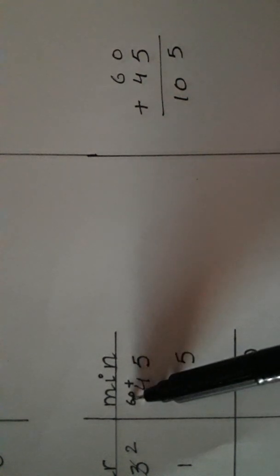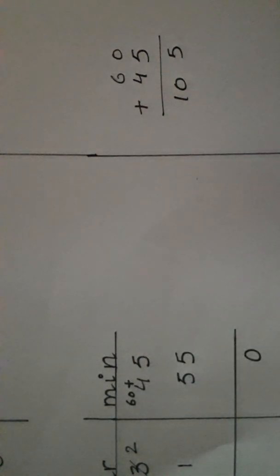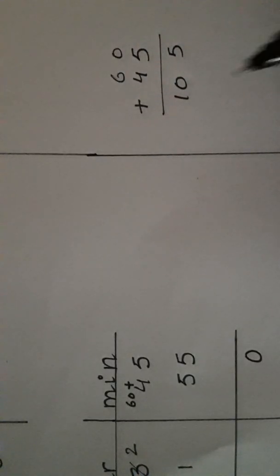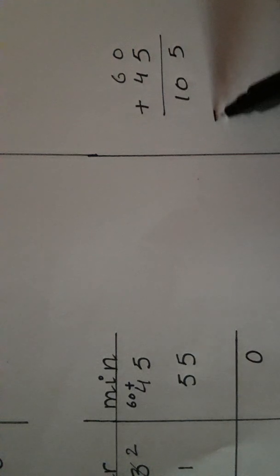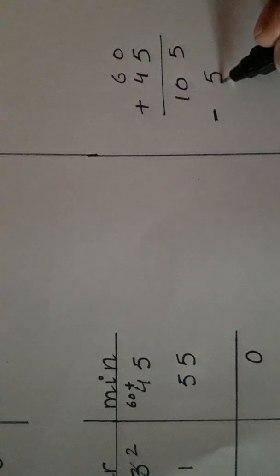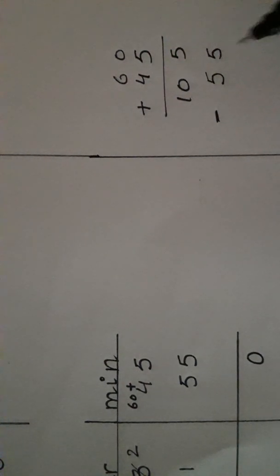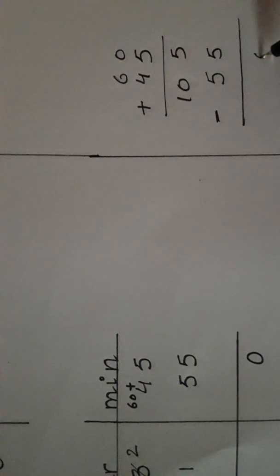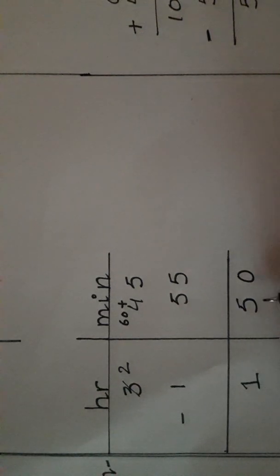So what we will do, we will add 60 plus 45. Students, now we will add both of these numbers, 60 plus 45. So what was the answer? 5, 6 and 4, 10, 105. And now from 105 we will subtract 55. Okay, so let's see what is the answer. 5 minus 5, 0, 10 minus 5, 5. So students, we have 1 hour and 50 minutes.